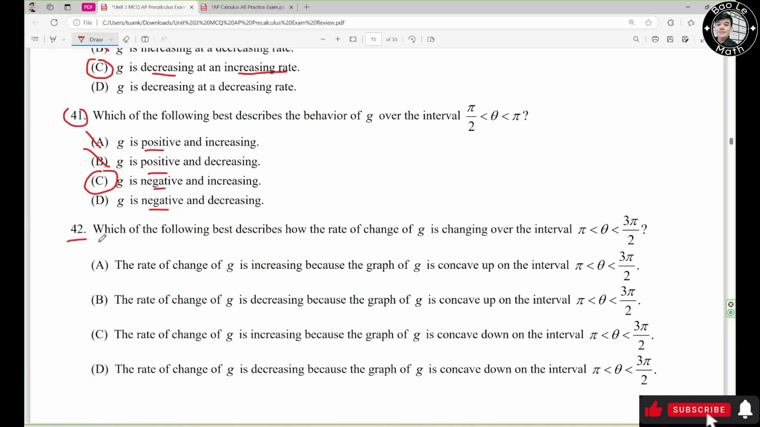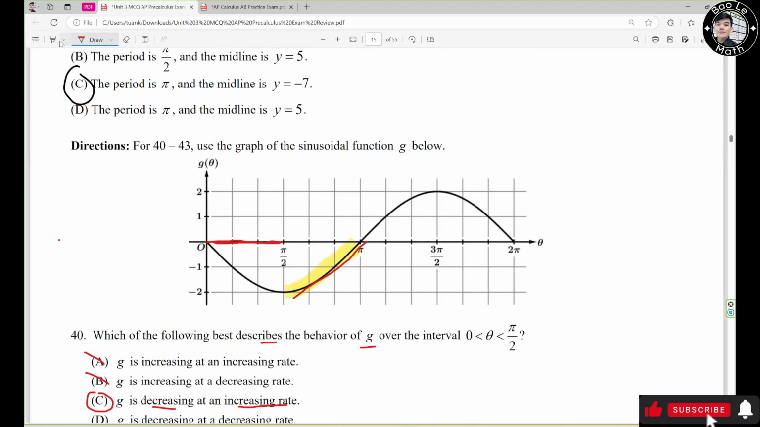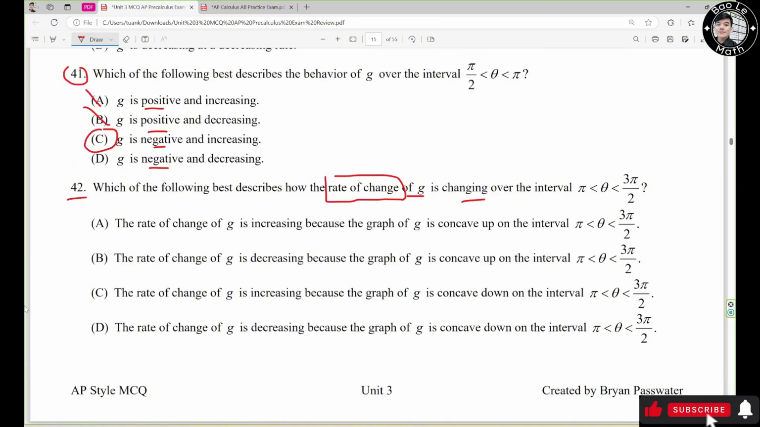Now let's move on to question 42. Which of the following best describes how the rate of change of the function g is changing over the interval π to 3π/2? If the rate of change is changing, it means it's increasing or decreasing. Over the interval π to 3π/2, it's going to be from here to here. Over this interval, the rate of change is decreasing because the function is concave down. So the answer must be D.